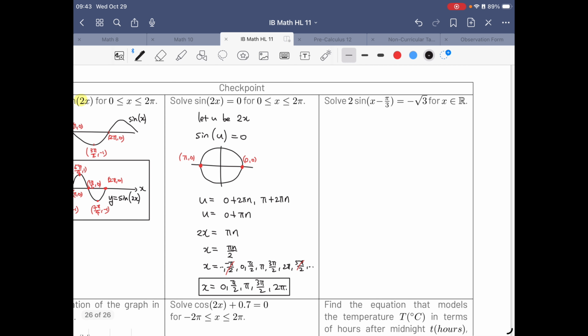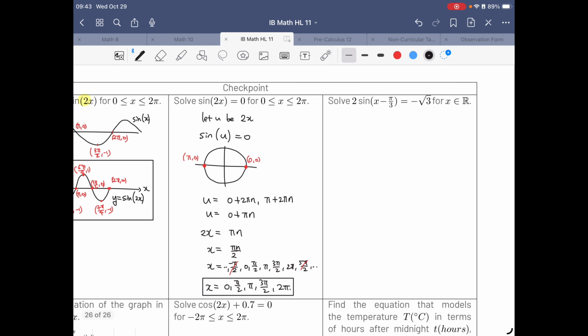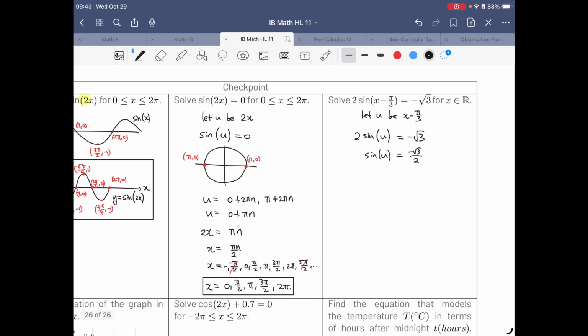I can solve the last question quite similarly. The first thing I'm going to do, as always, is let u be x minus pi over 3. That way I can simplify this equation as 2 sine of u is equal to negative square root of 3. And now solving this equation is a lot simpler. I'm going to first solve for sine of u, and then I'm going to replace u with x.